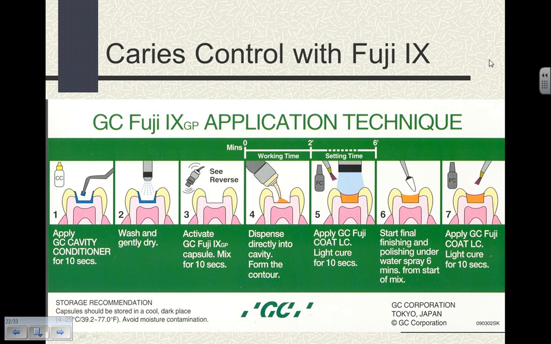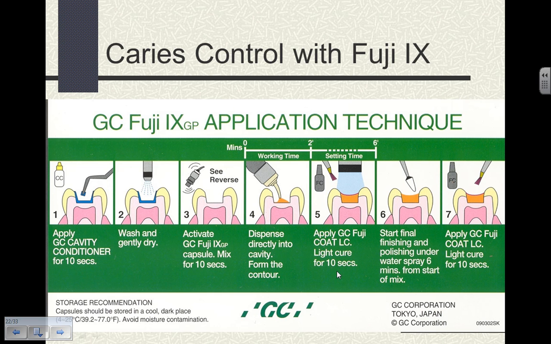So caries control with Fuji 9, and the procedure for Fuji 9 is we apply a cavity conditioner to the cavity preparation. It's a 10% polyacrylic acid. We rinse it and dry it out of the tooth. We activate the Fuji 9 capsule, mix it on a high-speed mixer, the Silamat mixer, for 10 seconds. We dispense it into the cavity preparation, fill it to full contour.